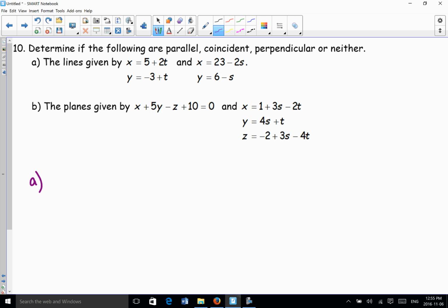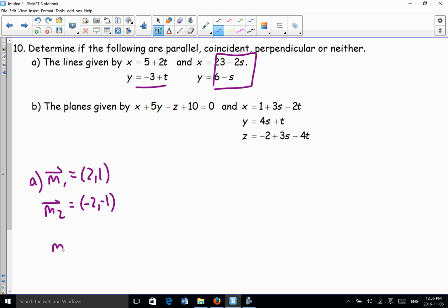Line 1 has a direction of 2 and 1. Line 2 has a direction of -2 and -1. What I notice about those two lines is that line 1 is the negative of line 2, which means they're at least parallel, right? They're scalar multiples of each other. So the other thing I need to check is, are they actually coincident? Are they the same line?